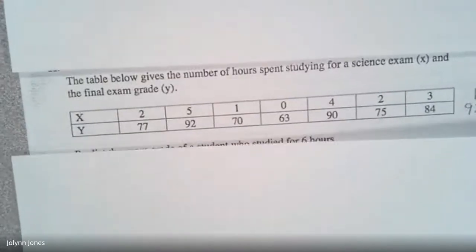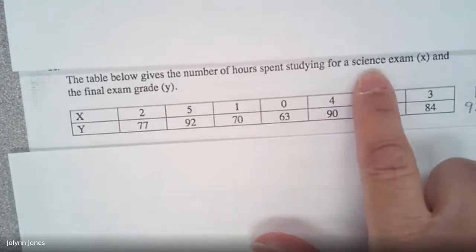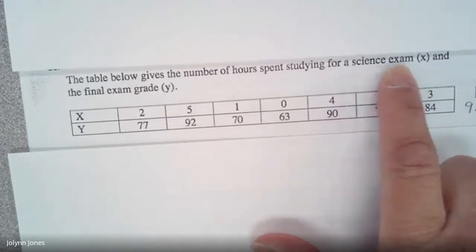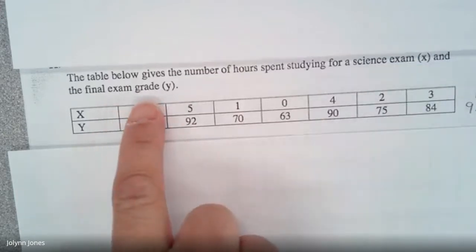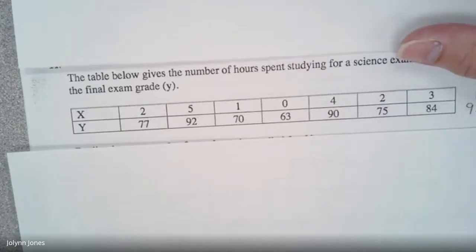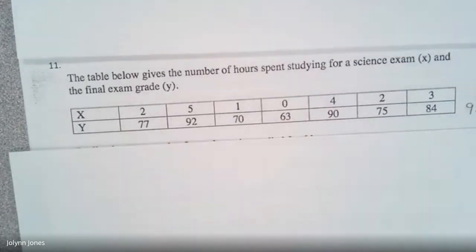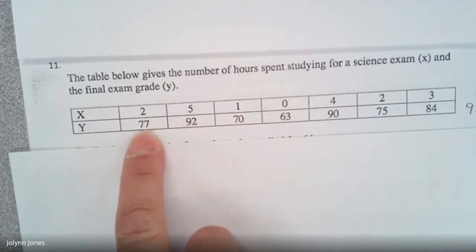All right, so if we take a look at this, this is a table. We have our X and our Y values. This table below gives the numbers of hours spent studying, and we're going to substitute the stats exam. So the hours of studying for the stats exam is our X value, and the final exam grade is the Y. So X is the independent variable, and Y is the dependent variable. So this is hours studied and final exam score.